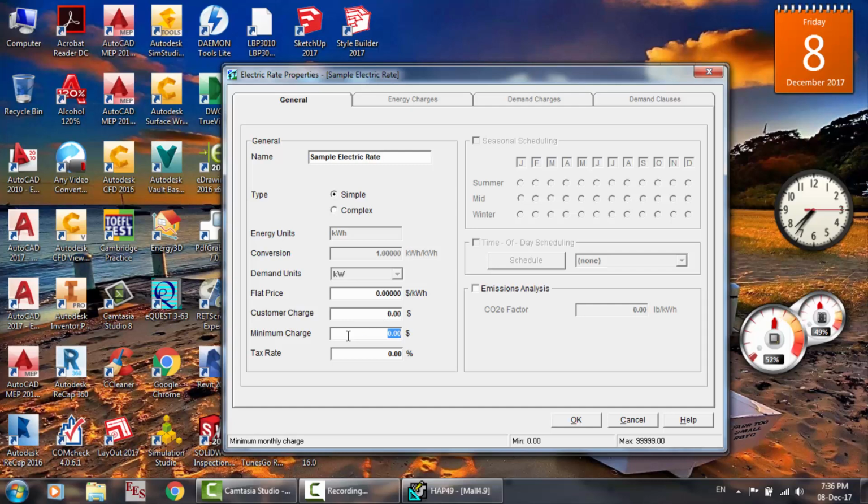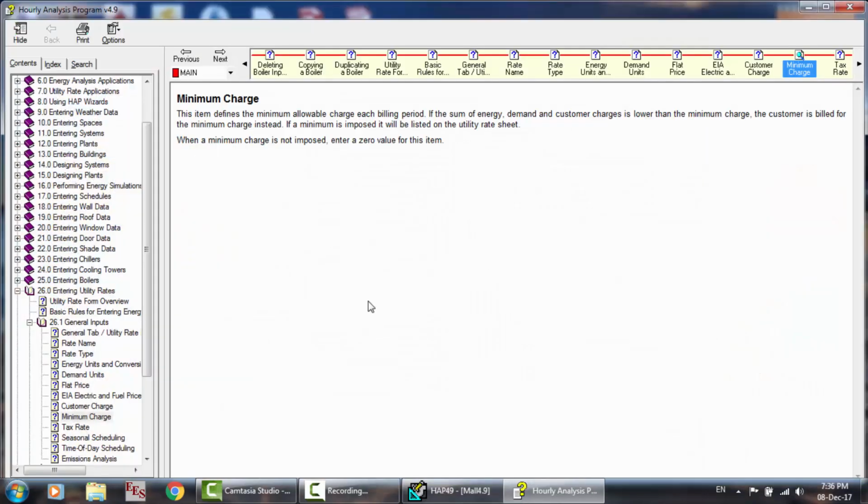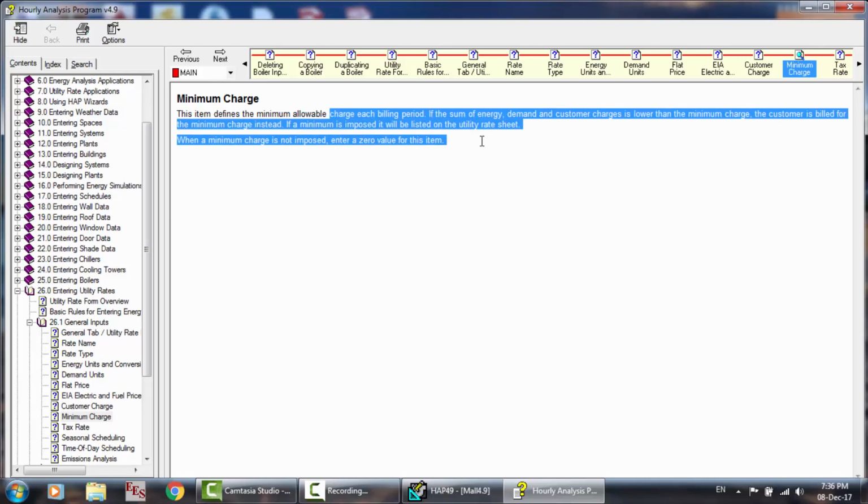Okay, here the minimum charge, also the minimum monthly charge. If you have any minimum charge that you have to pay monthly, you have to enter it here. Let's click F1. This identifies the minimum allowable charge each billing period. If the sum of energy, demand, and customer charges is lower than the minimum charge, the customer is billed for the minimum charge instead. So this is the importance of this item. If a minimum is imposed, it will be listed on the utility rate sheet. When a minimum charge is not imposed, enter zero for this item.